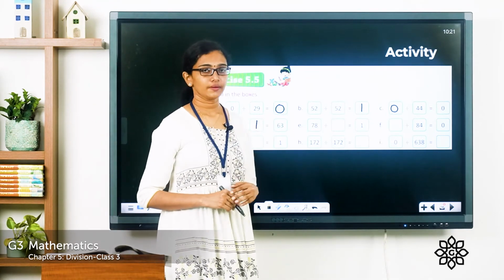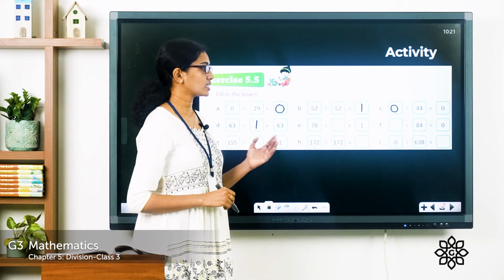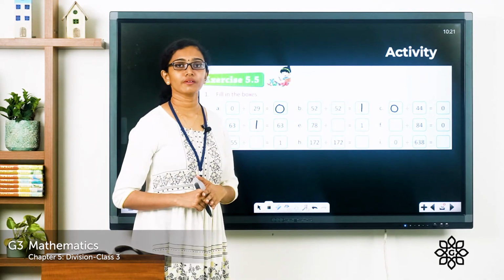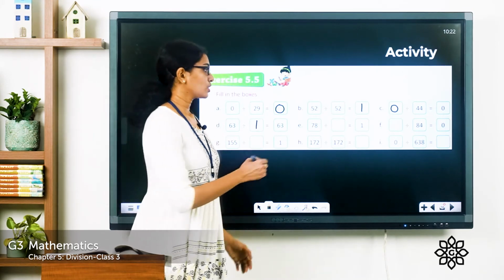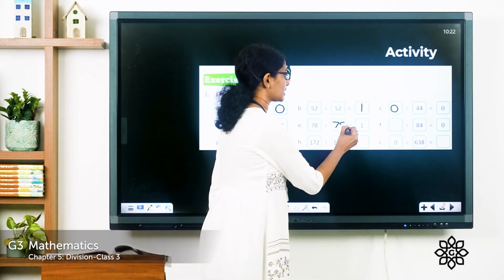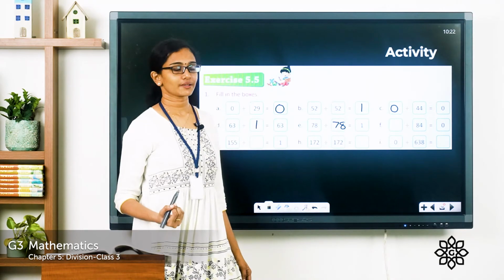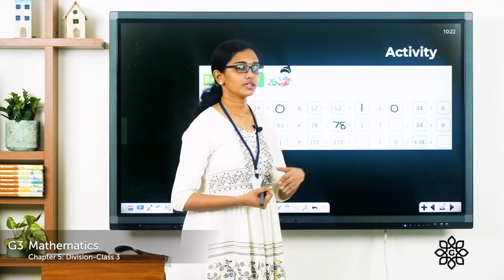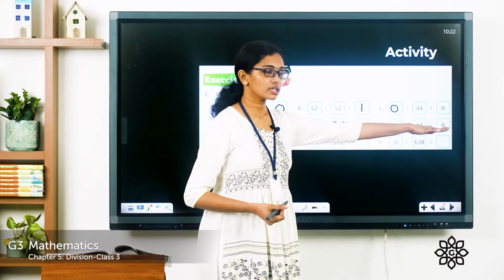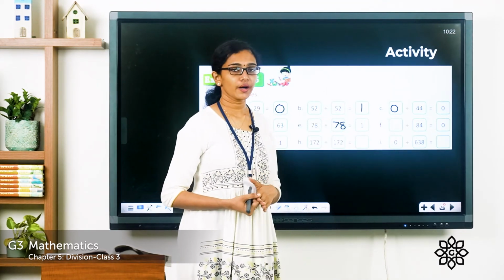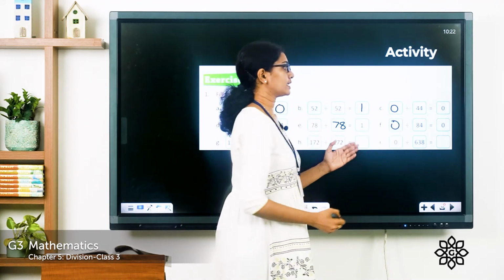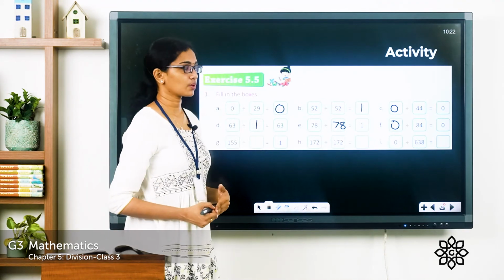Now question E, 78 divided by dash is equal to 1. So for the quotient to be 1, the number should be divided by the number itself. So what should come here? 78 divided by 78. Now question F, dash divided by 84 is equal to 0. The quotient is 0 and you have a divisor, so the dividend should be 0. 0 divided by any number is equal to 0 itself.